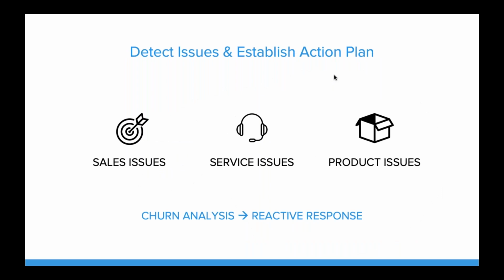And so this type of analysis can detect a whole host of different types of issues. They can, of course, surface sales issues, perhaps not setting the right expectations up front, service issues, maybe they didn't have the right level of support or onboarding, or product issues. The product just didn't serve their needs. So, be on the lookout for all of these different types of issues. And of course, it can be a combination of all of them. But then once you identify the issues, it's most important to establish an action plan. You want to actually be able to do something about the issues that you've uncovered.